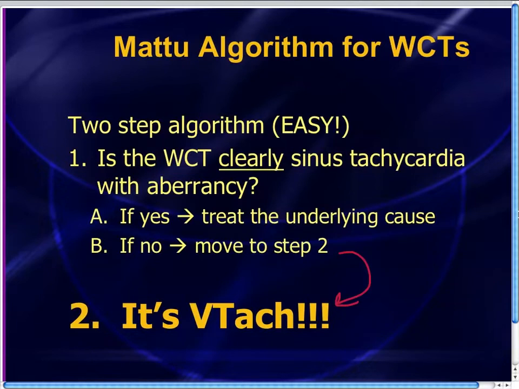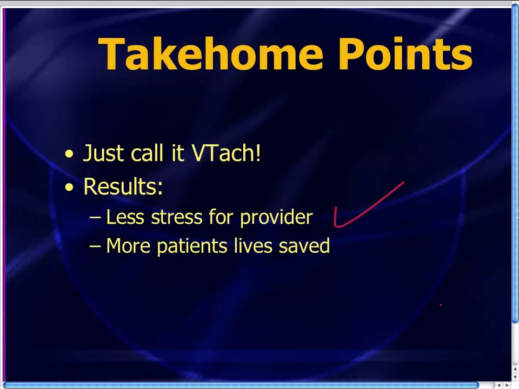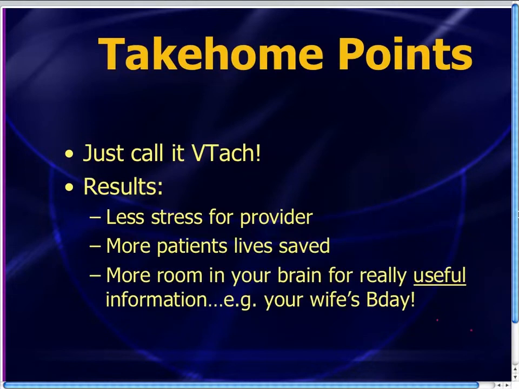And the benefits of having this simple-minded approach are threefold. Number 1, there's less stress to you because you don't have to spend your time trying to sort through those complicated algorithms. Number 2, you will save lives by following this simple algorithm. And number 3, perhaps most importantly, it saves you brain space. There's more room left in your brain for really useful things. For example, remembering your wife's birth date or your kid's birth date or your anniversary date or something useful, something that will be productive and actually save lives.